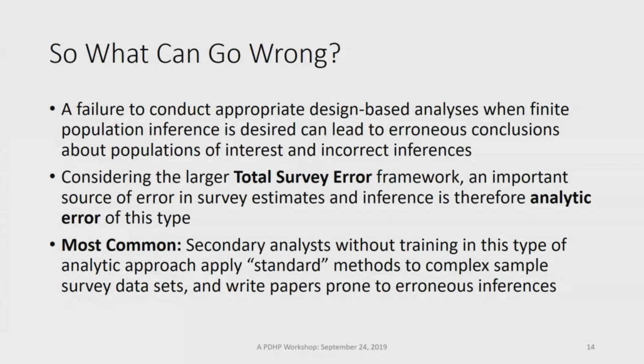Okay? So the issue here is that secondary analysts without training in these types of analytic approaches may end up applying standard methods to complex sample surveys, and when they write papers, those papers might be prone to erroneous inference. And it's especially dangerous if the people reviewing these papers aren't aware of these issues either. So it's very easy for these issues to get through the peer review process without being caught. And I'll talk about some possible solutions for the research industries in general at the end of this discussion. But that's the issue that we're focusing on here, this issue of analytic error.